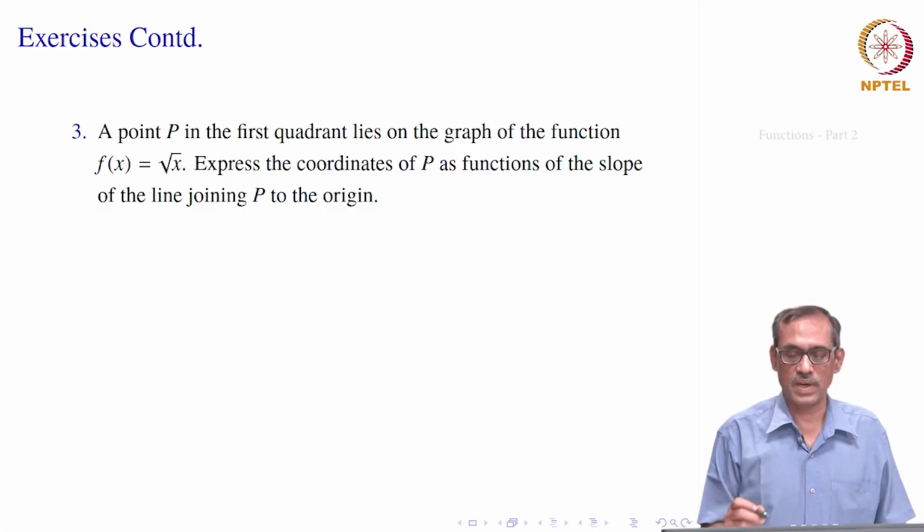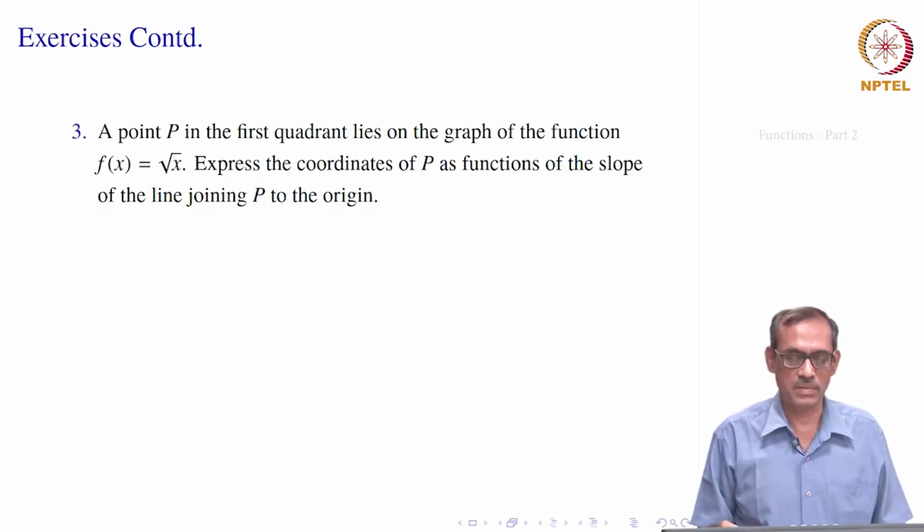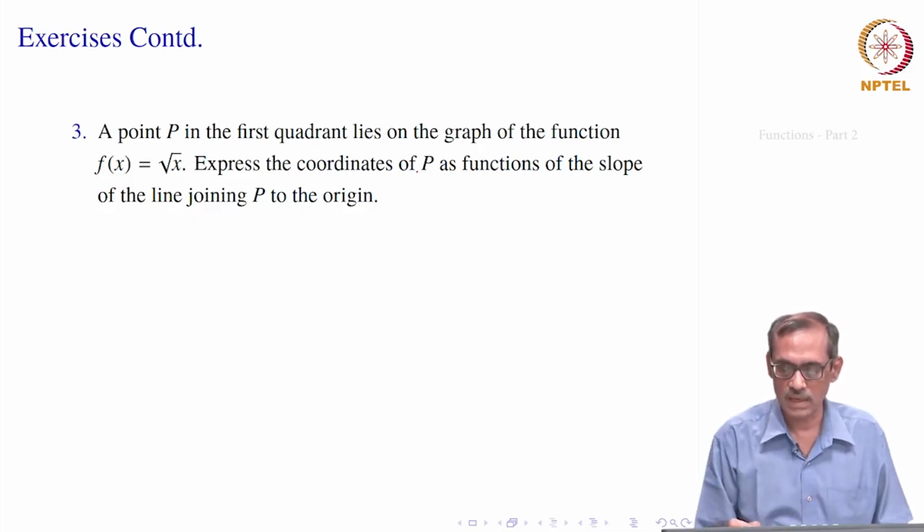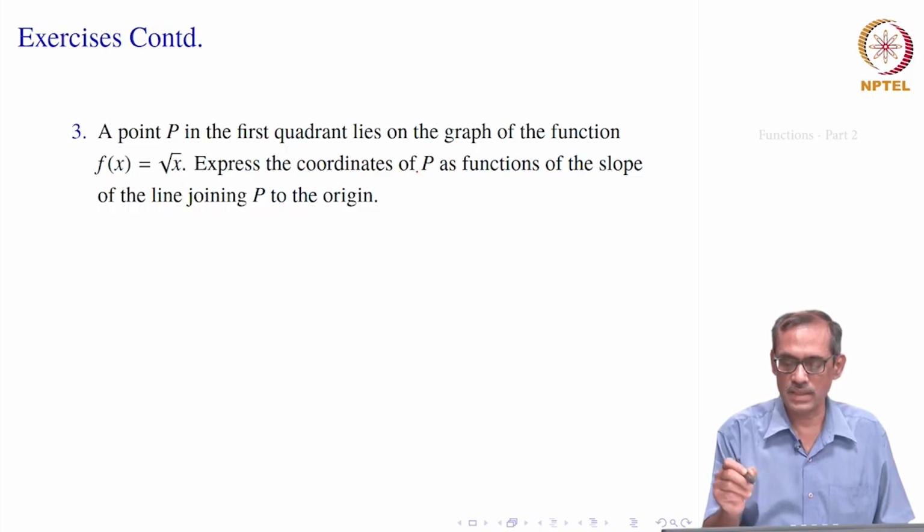Say point P in the first quadrant lies on the graph of the function f(x) equal to root x. So, if you know the graph of f(x) equal to root x, then express the coordinates of P as functions of the slope of the line joining P to the origin. We are asked to find the coordinates of P. So, P will be a point, say (a, b), there are two numbers here. These should be expressed as functions of the slope of the line joining P to the origin.